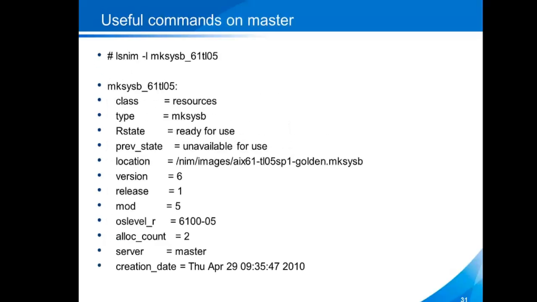On the master, we've already looked at the output of an lsnim -l on our machine resource. You can also have it run against the mksysb resource. The interesting thing about that is it actually gives you the equivalent of an oslevel -r. It will tell you the version, the release, and the mod. So basically it'll give you version and TL. It'd be really nice if it gave you service pack as well, but it doesn't. So that's why I put that in the name.